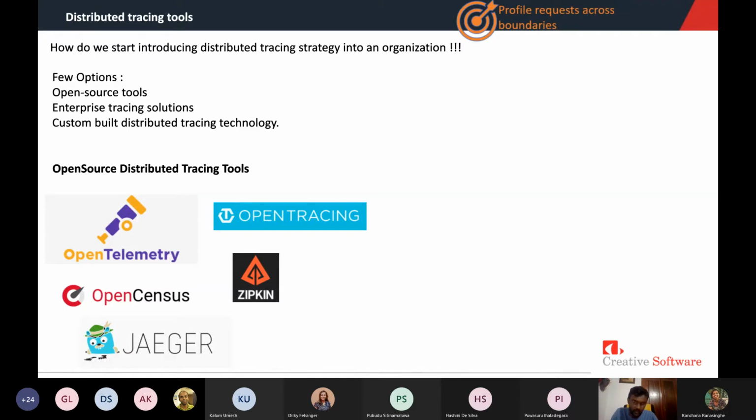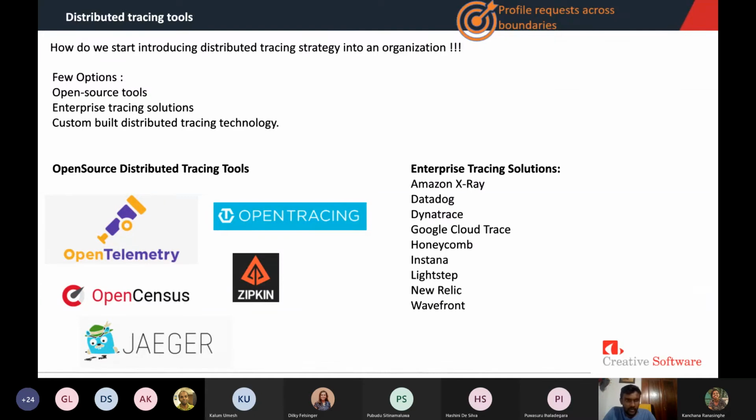Since all these are open source, people have come together and decided that OpenTelemetry is the next generation open tracing toolkit that they will be focusing on. All these companies have come together now and are focusing on OpenTelemetry, but OpenTelemetry will be backward compatible as well. So we'll be going through OpenTelemetry in quite some detail.